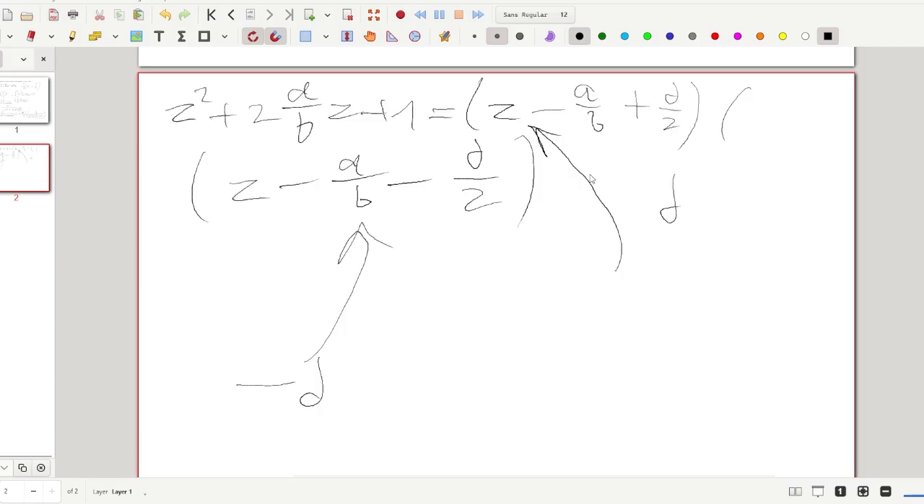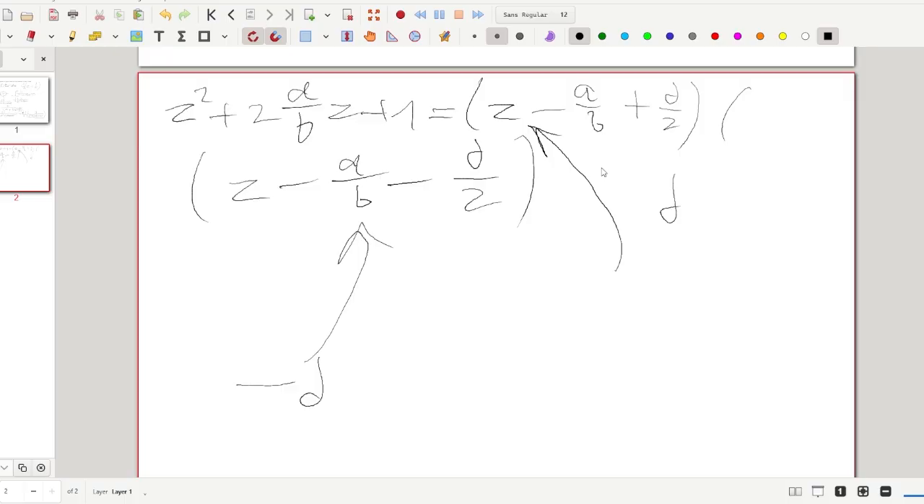So the residues have been found for different points. Wait a second, I'll just verify everything. I don't really trust myself here. Okay, when we have plus d over 2 and we plug it in, then it's going to be just d, and when we have minus d over 2 and plug it in, it's going to be negative d. So it corresponds directly.